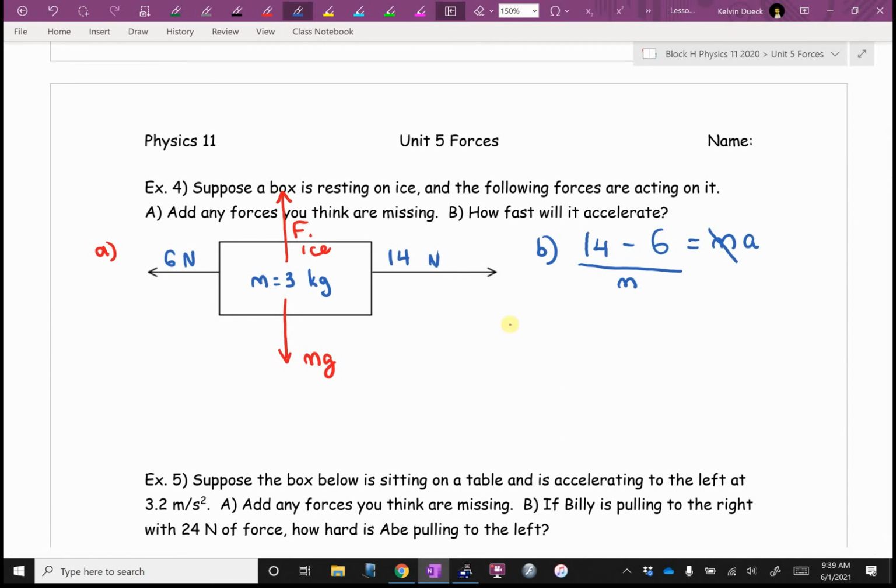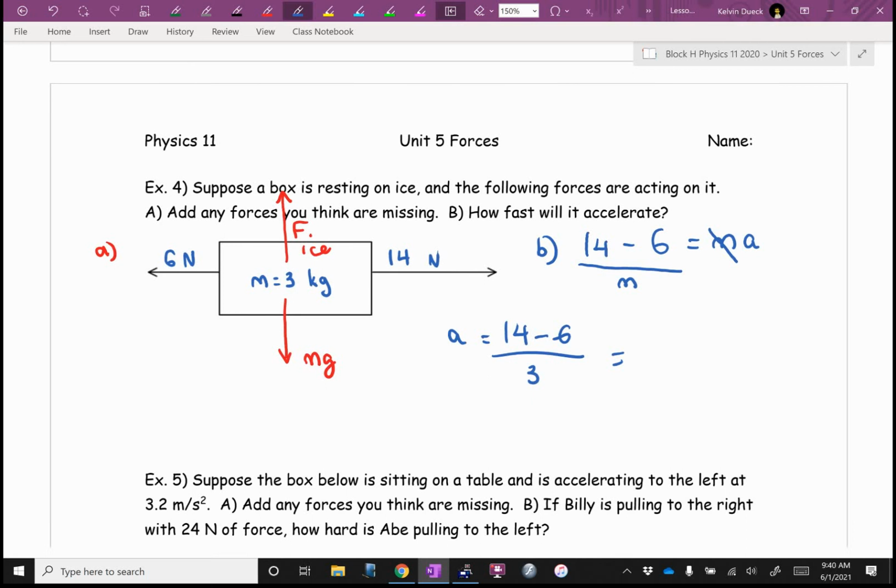And now we're going to plug in numbers. 14 minus 6 divided by, Alex, what is the mass? 3. What do you get? I can do this in my head. 14 take away 6 is 8 divided by 3. It's going to be 2.6 repeating, but double check me.